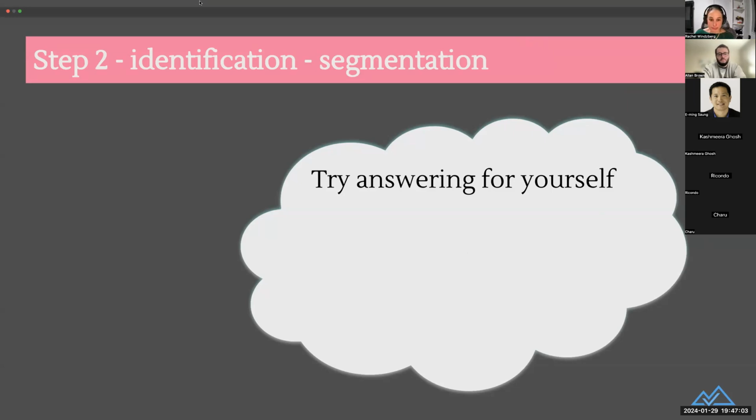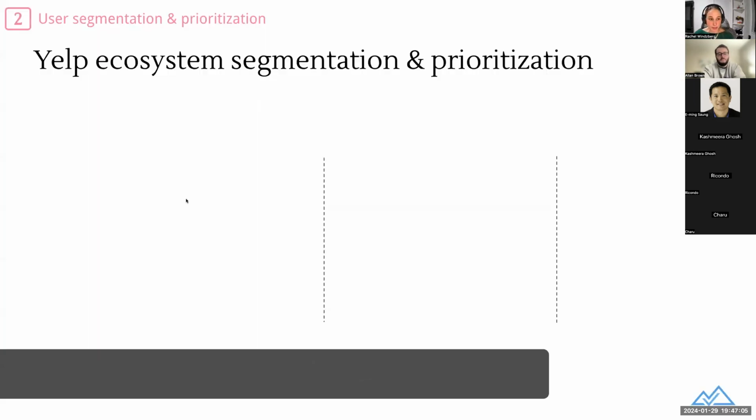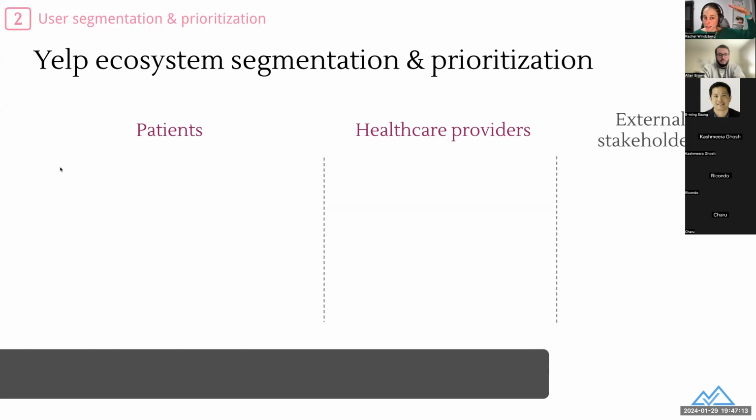Okay. So in the interest of time, I'm going to give my suggestion for prioritization. You can convince me there are better ways. The highest level first, it's a marketplace dynamic. I'm also taking into consideration external stakeholders. I have patients, healthcare providers, and external stakeholders. I am taking a double layered segmentation approach for both patients and healthcare providers.